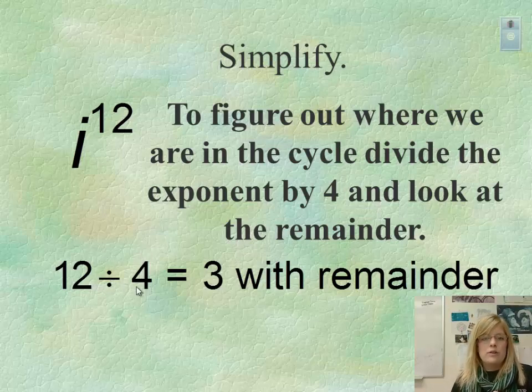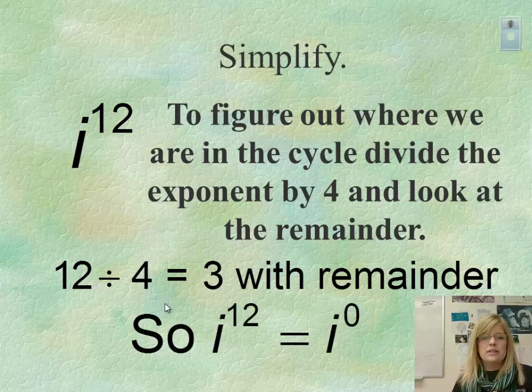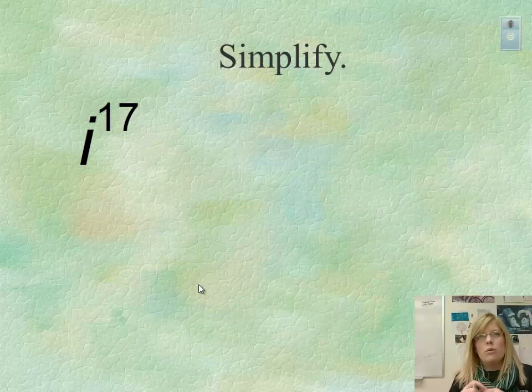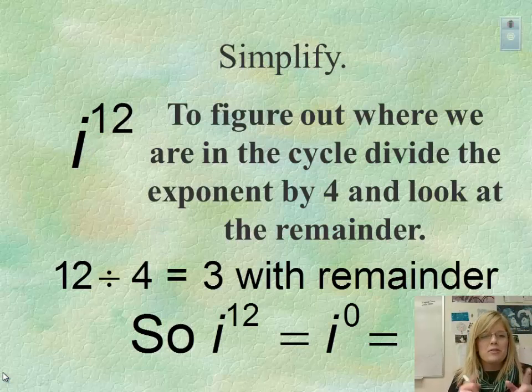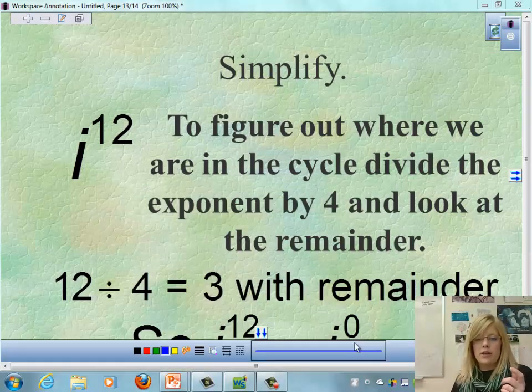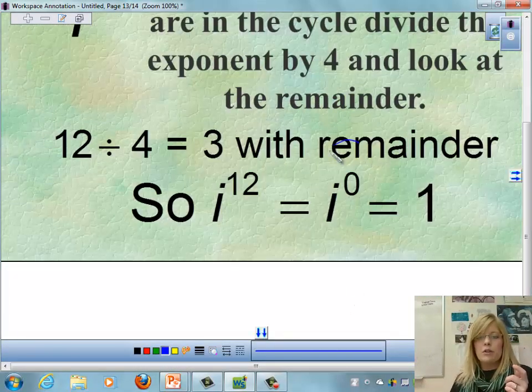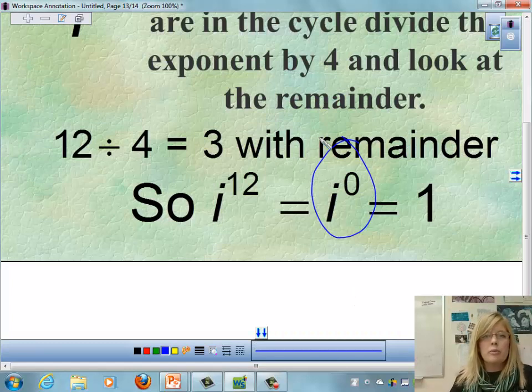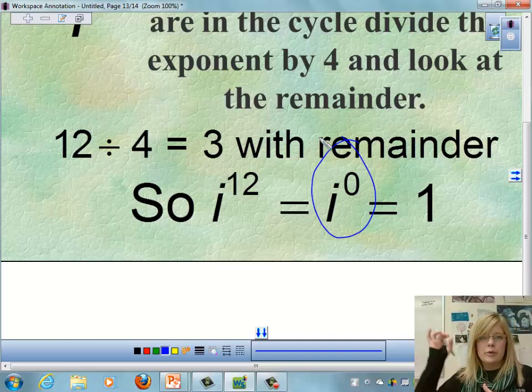Oh, wait, hold on. I didn't explain that well. If I go 12 divided by 4, that's 3, right? Is there a remainder? No, there's no remainder. So the remainder is what you look at. So here it's i to the 0 power. And if you refer back to your notes, anything to the 0 power is what? 1. If it was 523,000 to the 0 power, 1.